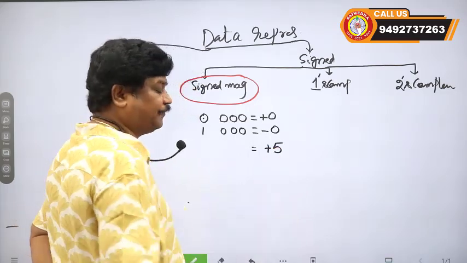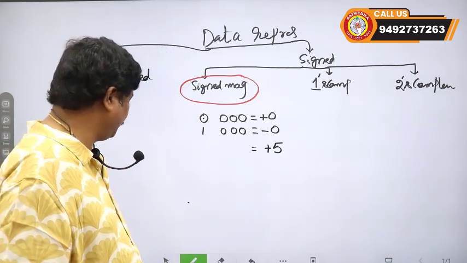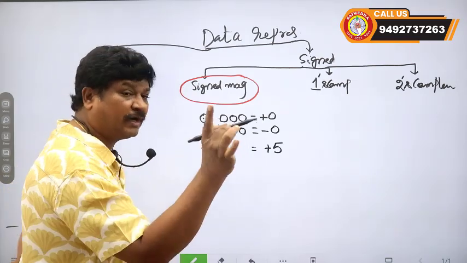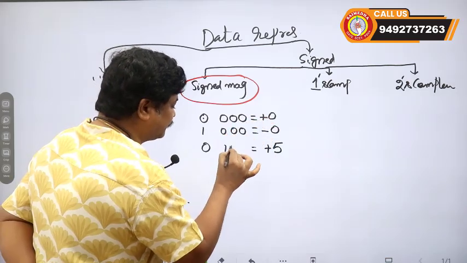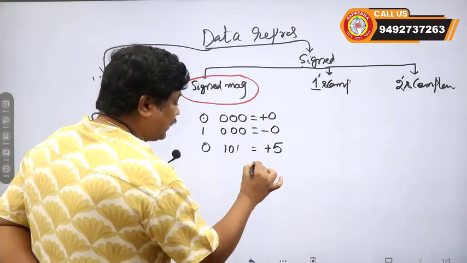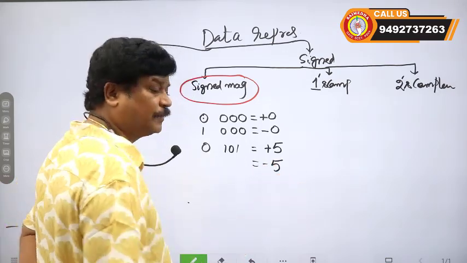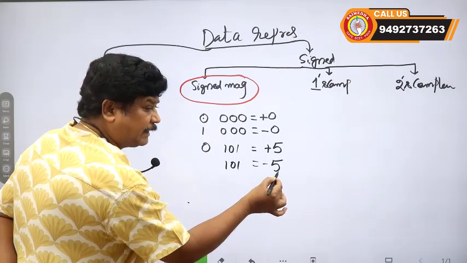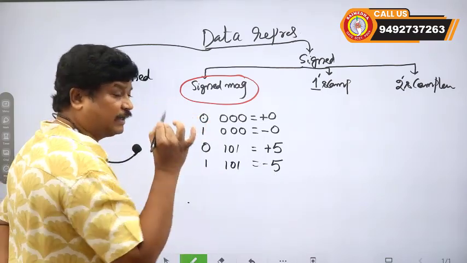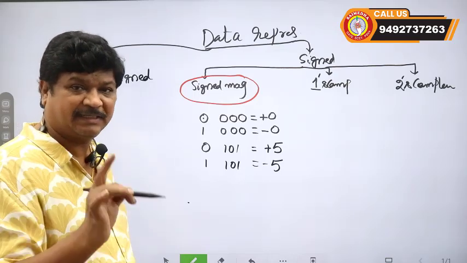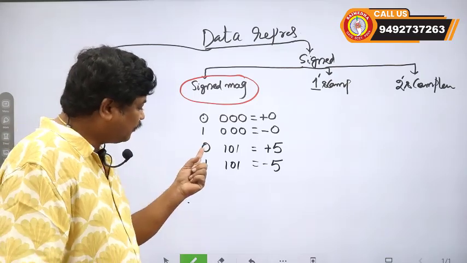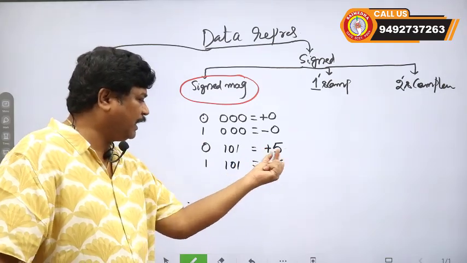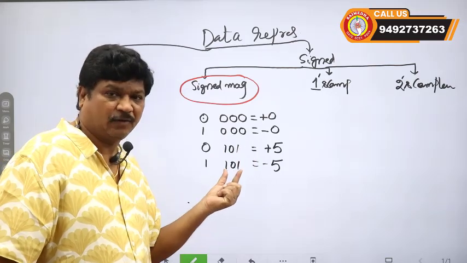For example, if I want to write plus 5 in this data representation, how can I write it? Plus means 0. 5, we already know, is 1, 0, 1. Now, if I want to write minus 5, how to write it? 5 is 1, 0, 1, and minus is 1. Got it or not? A positive number has sign bit 0, a negative number has sign bit 1. It is clear, I hope.